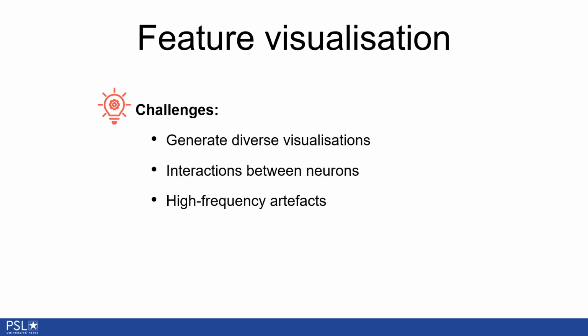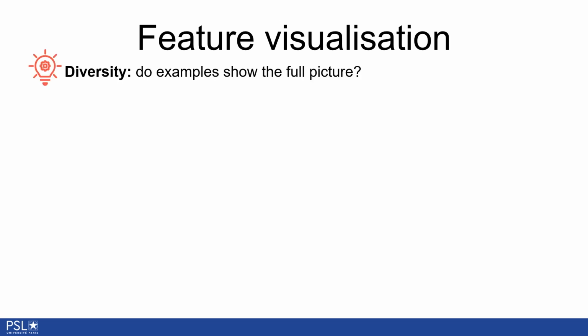A third, more technical challenge is that the direct gradient update that I described often leads to artifacts, so it's useful to have a regularization method that can take care of that. Let's start with the first challenge, diversity. Here, the central question is whether individual examples of preferred inputs show the full picture.